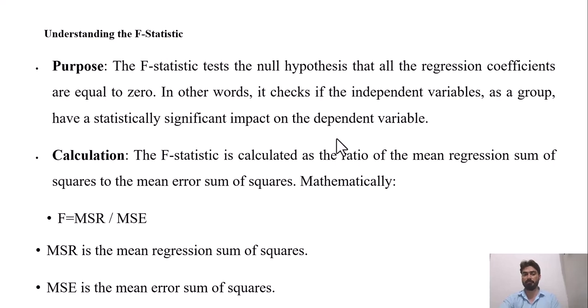Now, when we come to the calculation of the F statistic, the formula we use to calculate the F statistic value is F equals MSR divided by MSE. So what do we mean by MSR? MSR means the regression mean sum of squares, and MSE means the mean error sum of squares. So this is how we can calculate the F statistic value.